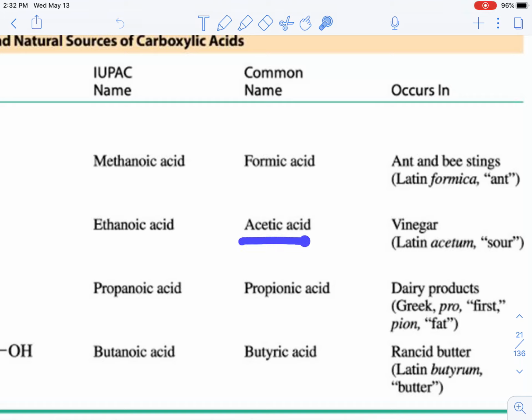Acetic acid is the common name for a 2 carbon carboxylic acid. Once again, it's found in vinegar. Acetic acid comes from the Latin name acetum, meaning sour. The IUPAC nomenclature for acetic acid is going to be ethanoic acid.